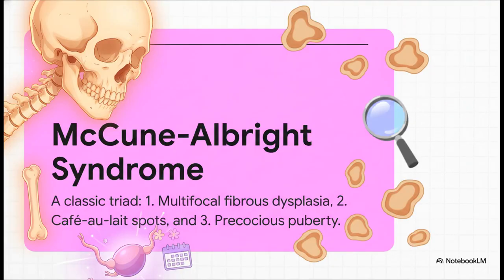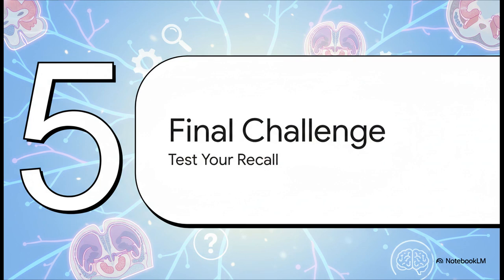Just hopping back to fibrous dysplasia for a second, if you see it in more than one bone, you have to think about McCune-Albright syndrome. This is pure boards fodder, so lock it in. The classic triad is multifocal fibrous dysplasia, those café au lait skin spots, and endocrine issues like precocious puberty. It's a must-know.